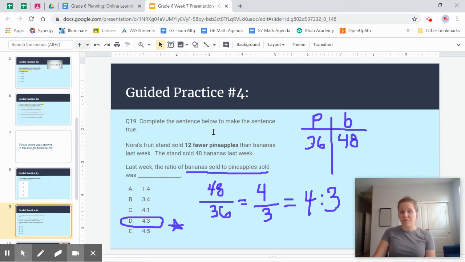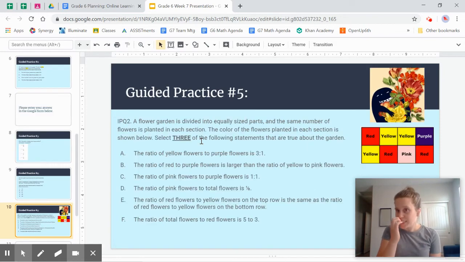So the trick to that question was that the number you needed wasn't given in the question. So look out for that on your independent practice today. You might need to subtract to get the answer that you need, or add. All right, folks, this is our last one.